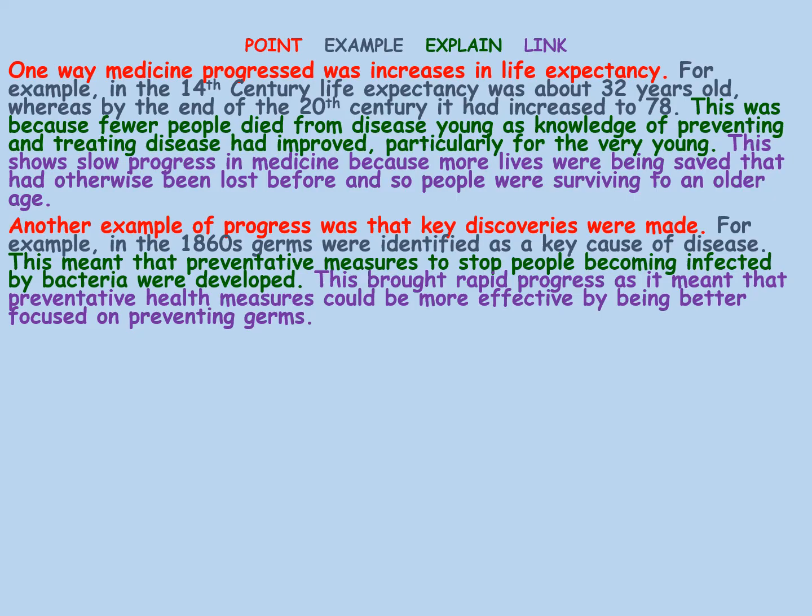Another example of progress was that key discoveries were made. For example, in the 1860s, germs were identified as a key cause of disease. This meant that preventative measures to stop people becoming infected by bacteria were developed. This brought rapid progress, as it meant that preventative health measures could be more effective by being better focused on preventing germs.